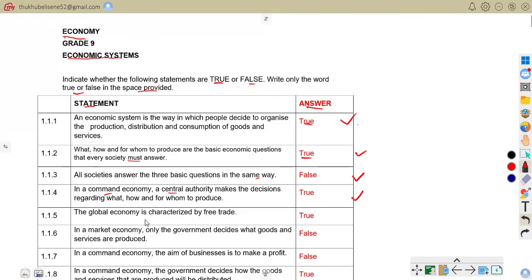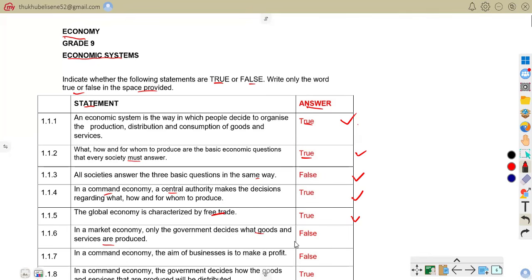The global economy is characterized by free trade. That is true. The global economy encourages free trade between countries. That is true.